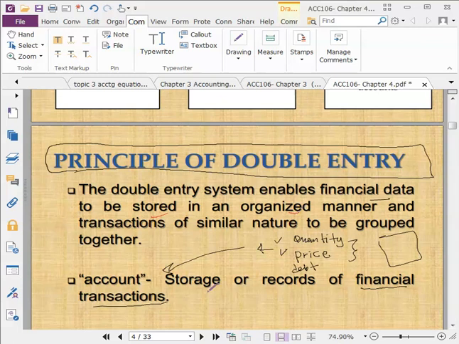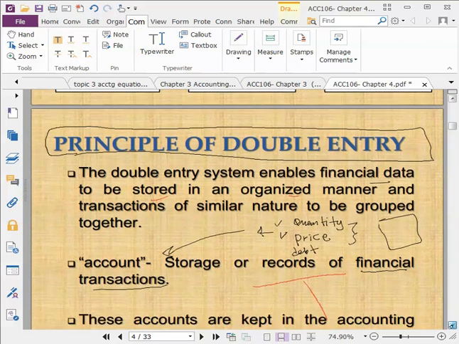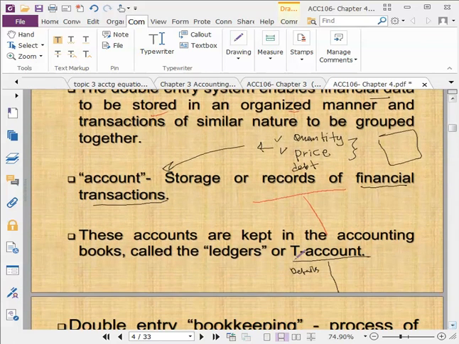So an account is a storage or record of financial transactions. In theory we see an account as storage or a record, but in a real situation the T account, shaped like a T, is what we call the ledger account. These accounts are kept in the accounting book called the ledger of the account.